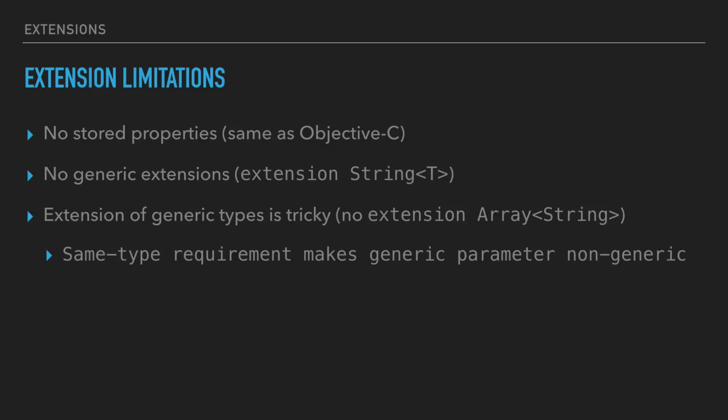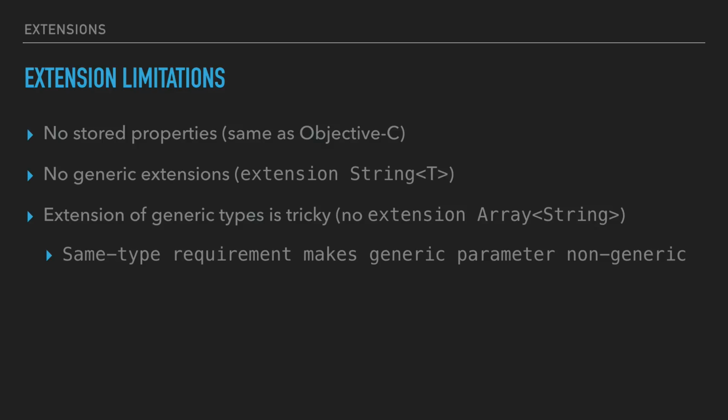We have some of the same extension limitations that you have from Objective-C, where there are no stored properties. Again, this is something that might change with future versions of Swift, but it's hard to say right now. You can't have generic extensions, which is unfortunate. You can't extend just array of string right now, and you can't define an extension of, say, string where you define some sort of generic type that you wanted to bring in. It's not possible to do that.